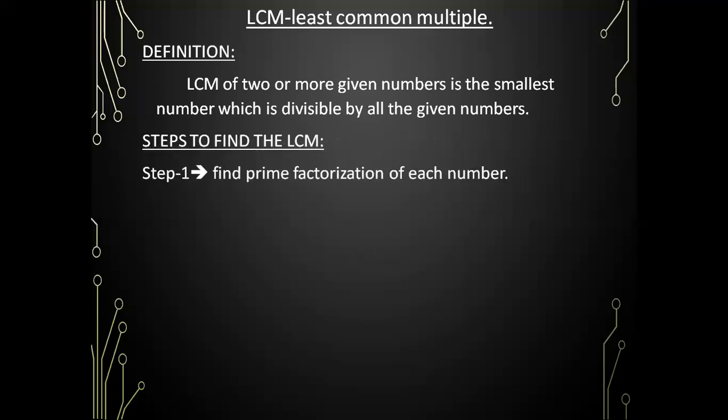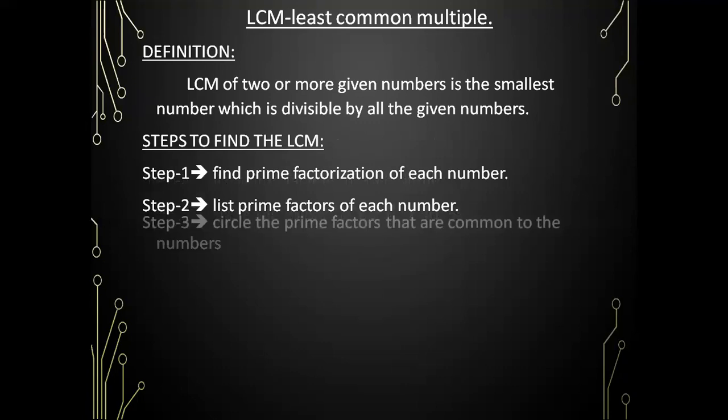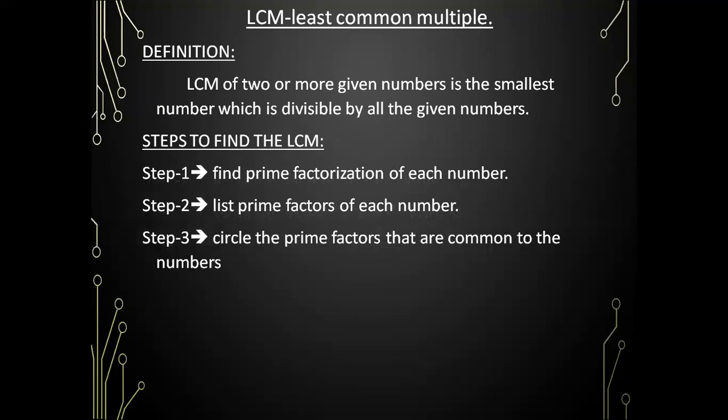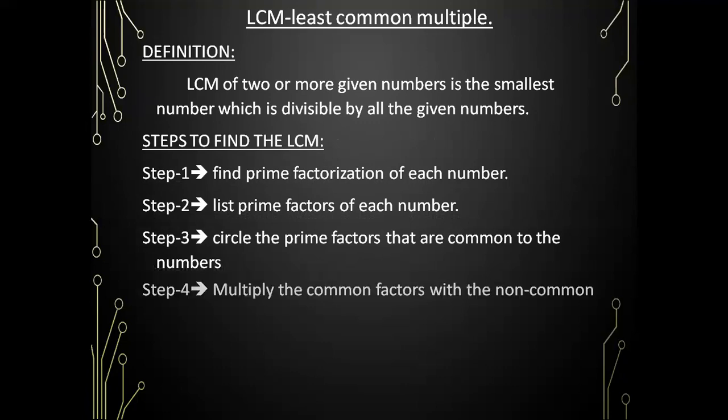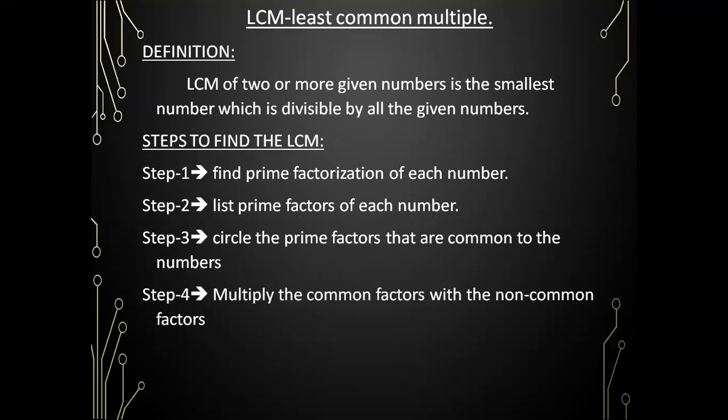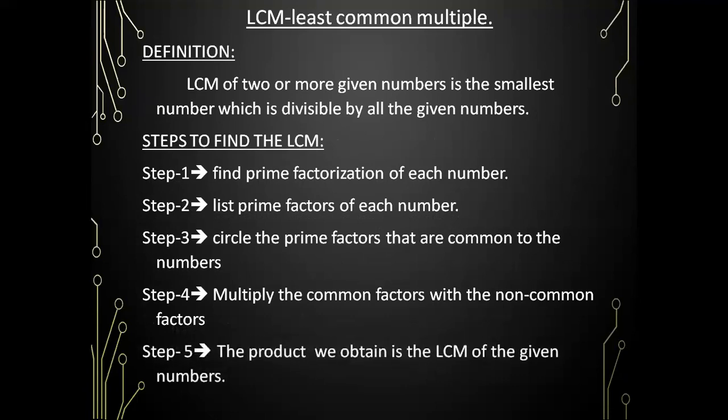Step 1. Find prime factorization of each number. Step 2. List prime factors of each number. Step 3. Circle the prime factors that are common to the numbers. Step 4. Multiply the common factors with the non-common factors. Step 5. The product we obtain is the LCM of the given numbers.